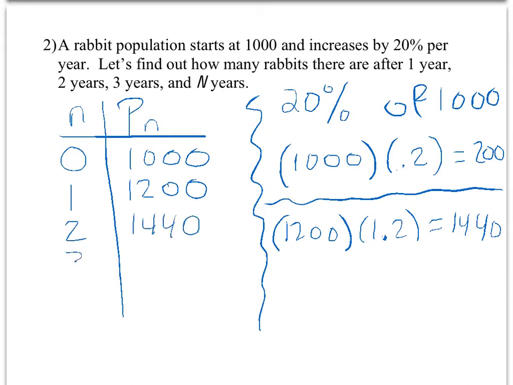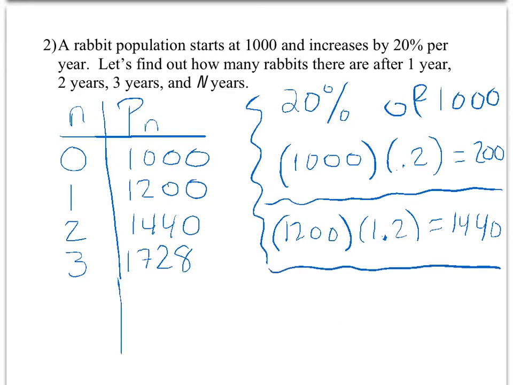And then in year 3, I'm going to do 1,440 times 1.2, and I get 1,728. So if I want to write a formula for how many rabbits there are after n years, I could do it recursively or explicitly. I'll do both of them.